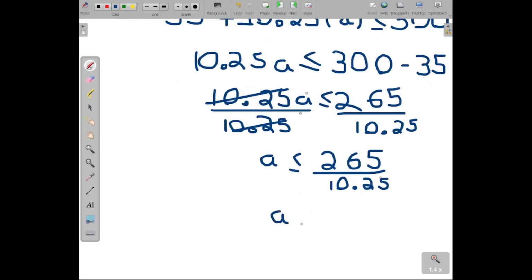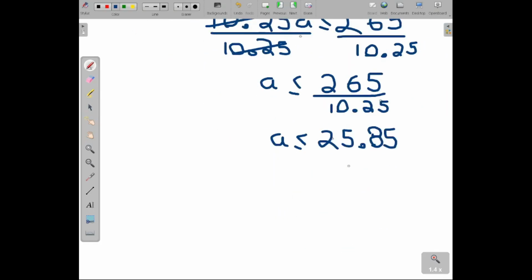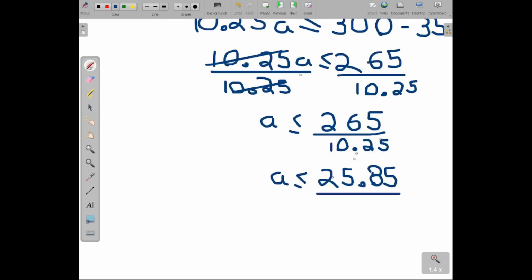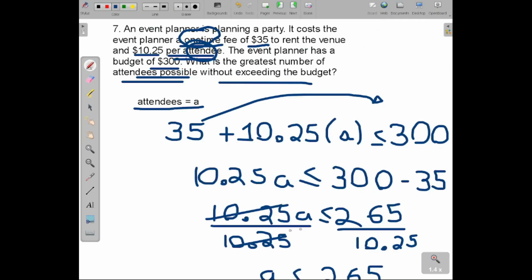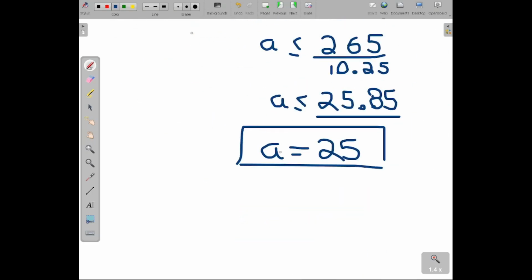Now, in this part, a calculator is allowed, so we can use a calculator. 265 divided by 10.25 is equal to 25.85. Now, since we're talking about attendees, we cannot have 0.85 of an attendee, and it cannot be 26 because we will be exceeding the budget. So the greatest number of attendees possible is 25.